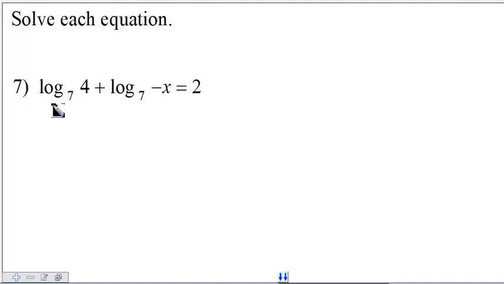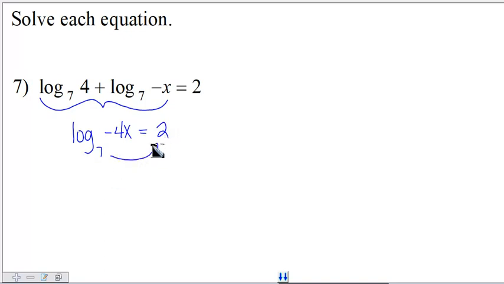In number 7, we once again have 2 logarithms on the same side of the problem. Anytime you encounter this, you need to condense these logarithms and make them a single logarithm. This is going to become log base 7, and we're going to multiply 4 times negative x, which gives us negative 4x. Now that I have a single logarithm equal to a number, I'm going to use the loop to solve. 7 raised to the second power will be equal to negative 4x. So I've got 49 equals negative 4x. Divide both sides by a negative 4. So my final answer is negative 49 over 4.